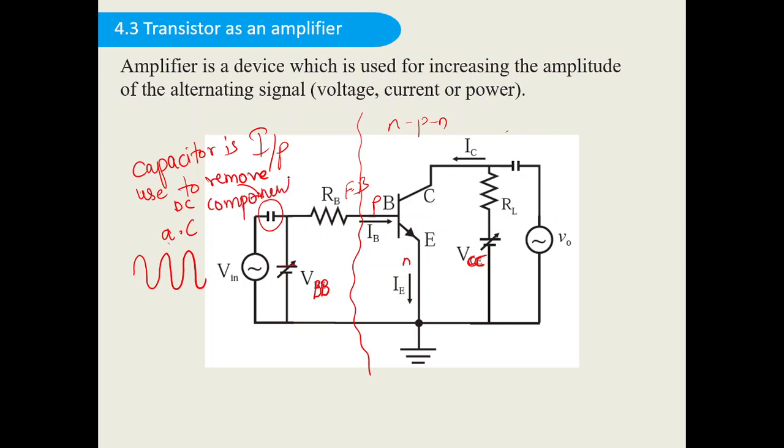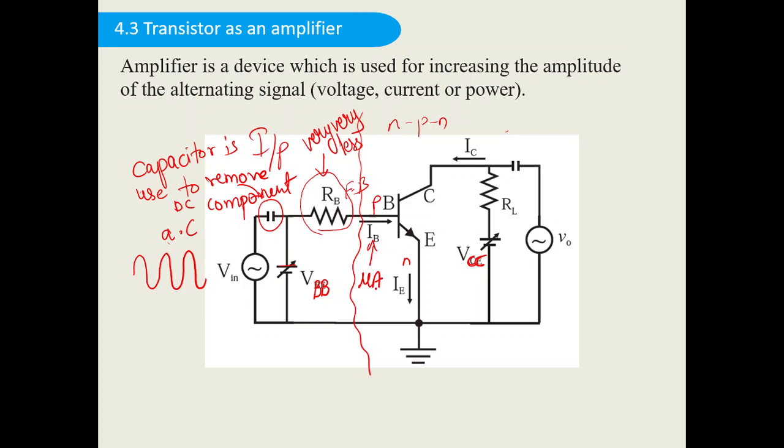Capacitor is used to remove the DC component. Okay, this is the RB, it is the base resistance. This value is very less. Why? Because there is a very less amount of current flowing to the base, which is in the microampere. So that's why this RB value has to be very less.